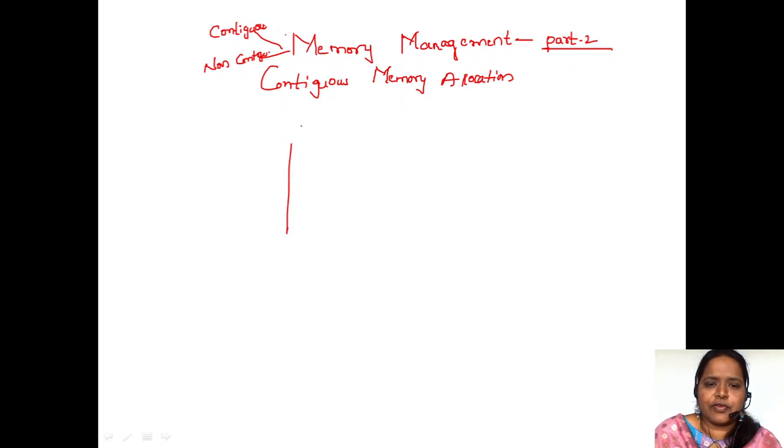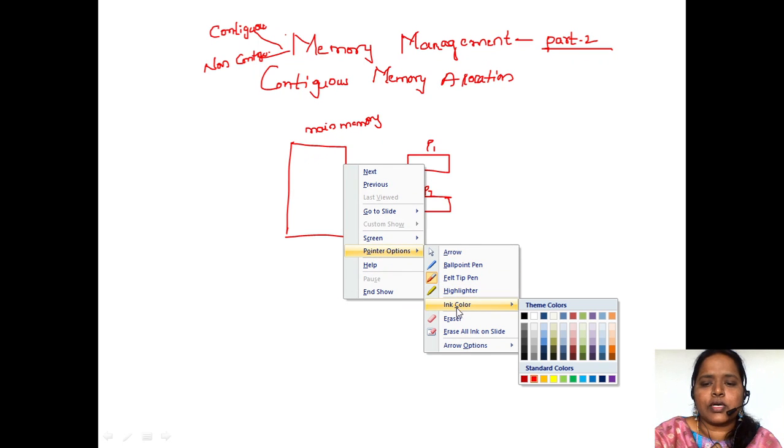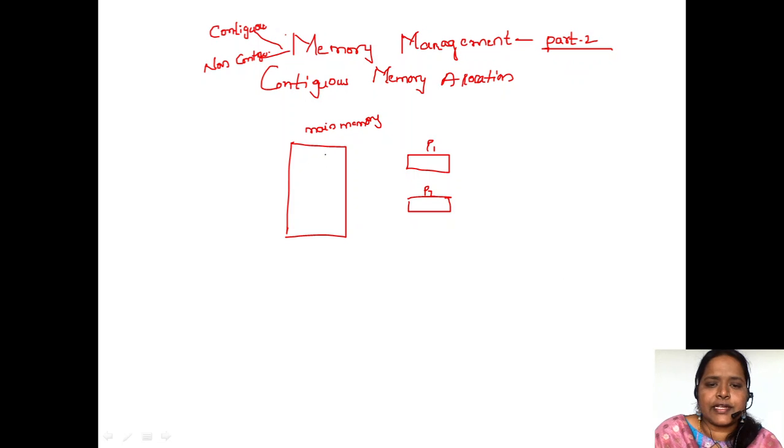Suppose, for example, you've seen this block diagram. This is the main memory. And here there are two processes, process P1 and process P2. When we have contiguous and non-contiguous memory allocation, the memory is first partitioned. In this partitioned memory we place the processes onto the memory.